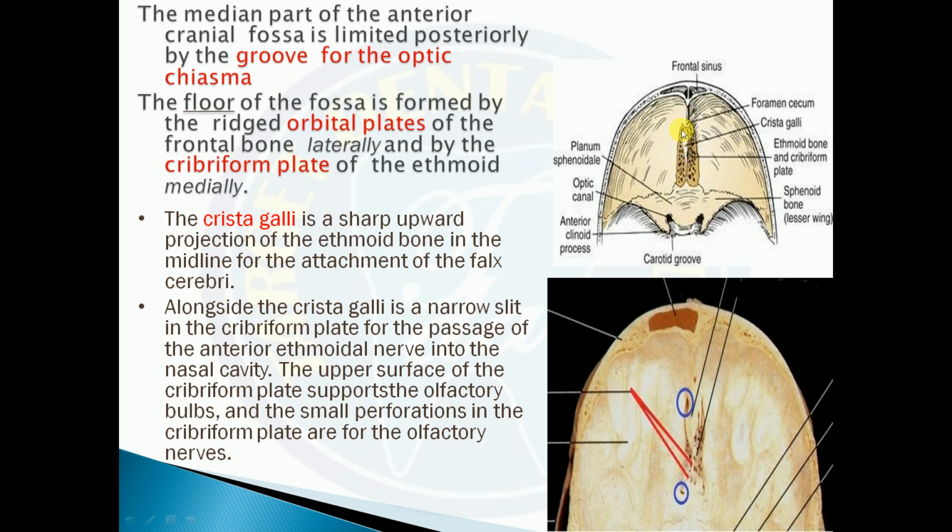These are your cribriform plate, and the upper surface of the cribriform plate supports the olfactory bulb. The small perforations of the cribriform plate are for the olfactory nerves. See, there are small perforations in the cribriform plate. So these are basically for your olfactory nerves.